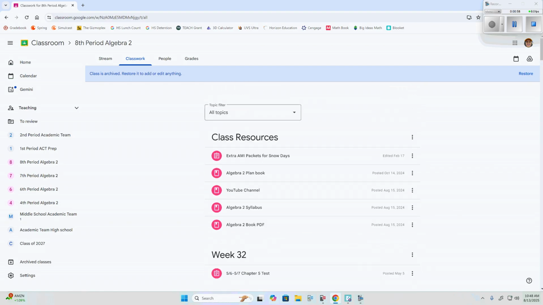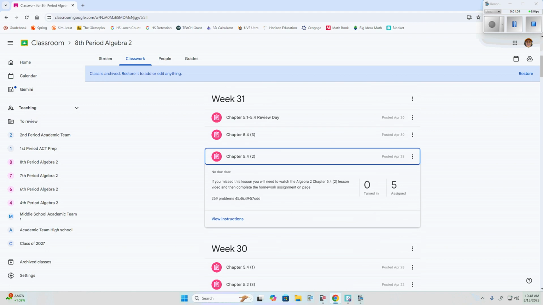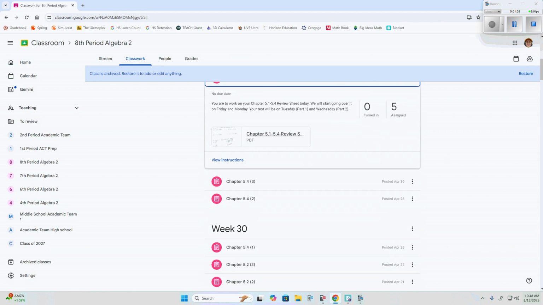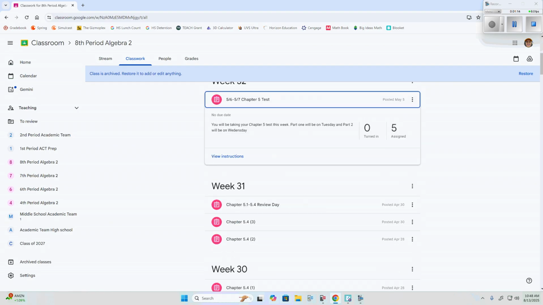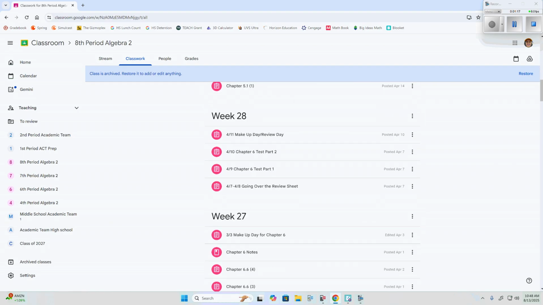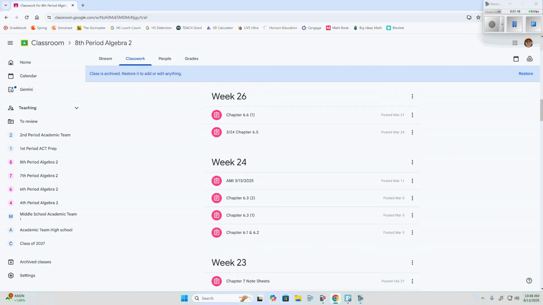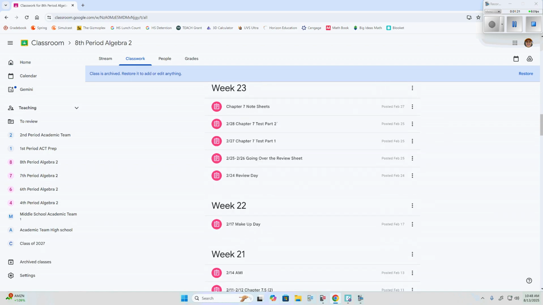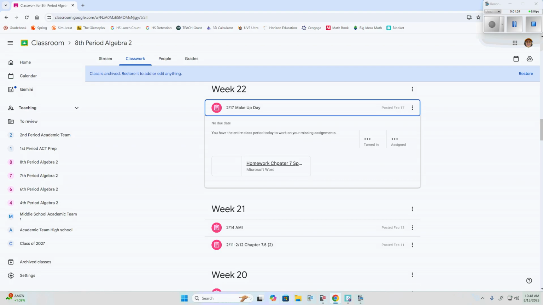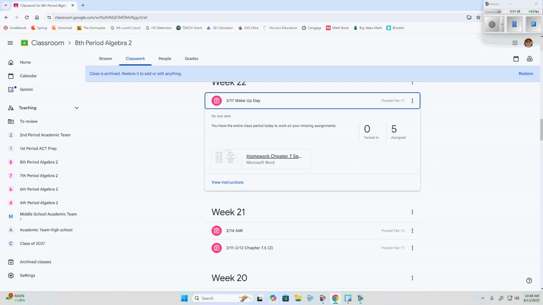One of the other things I will post is, if we're having a test or it's a review day, the review sheet, so if you need a copy of it or lost it, there is a copy there that you can reference back to. I will post when the chapter test is, and when we have makeup days. I do post a Word doc for the makeup days in there. We'll see if it actually gives us a preview.